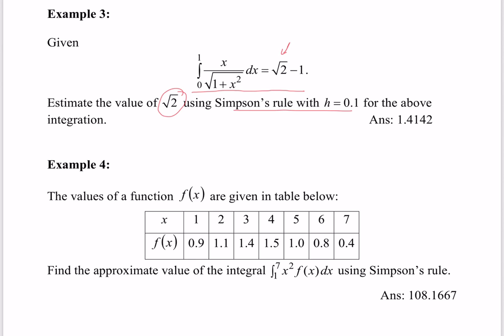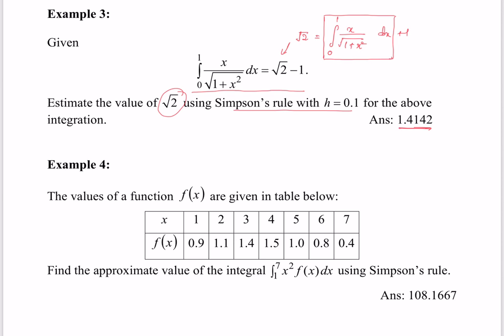this value of sec 2 is equal to the integration from 0 to 1 of f(x). Our f(x) now is x divided by sec(1 plus x squared) dx, and then plus 1. Meaning that the one we need to apply the Simpson rule to is this integration. We need to evaluate it, and then after that we have the answer, and then plus 1. And of course, the answer for sec 2 is 1.4142, correct to 4 decimal places. It is the same value if you use a calculator.